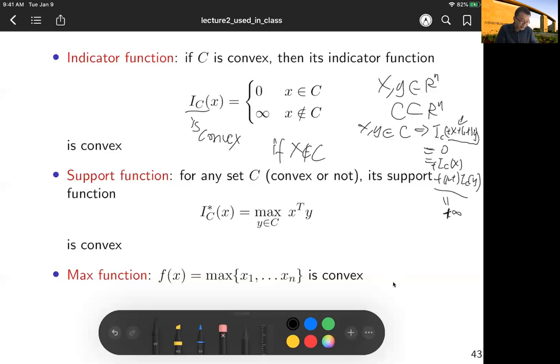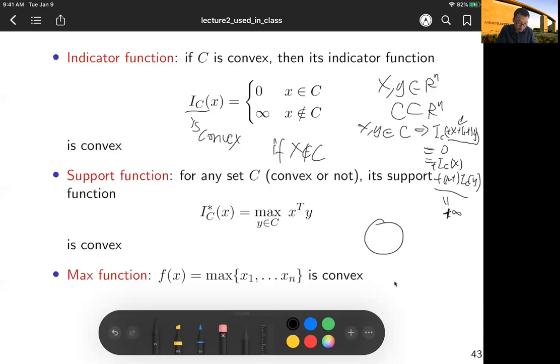In fact, it is a convex function for any set, regardless of whether the set is convex or not. This is a little bit hard to visualize geometrically, but you can think about the support function as the signed distance of a point x to, I guess, a supporting hyperplane that passes through the origin of the space.